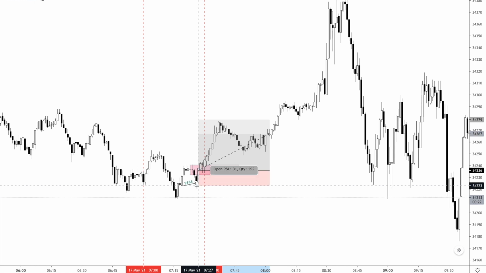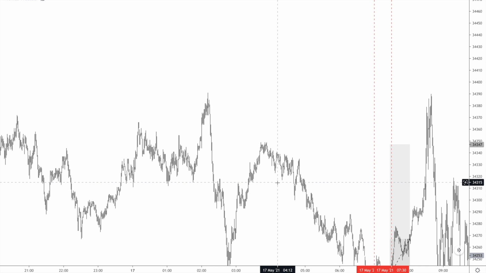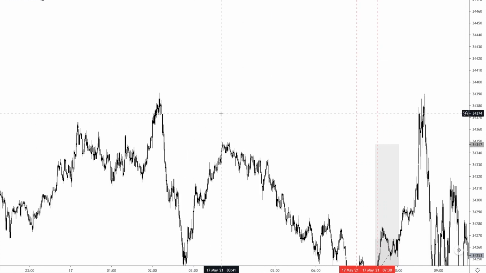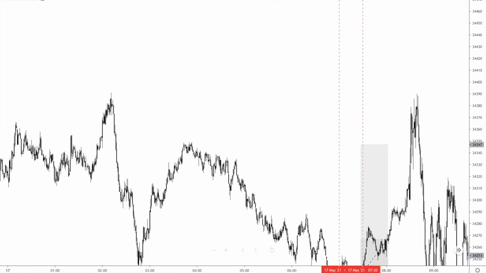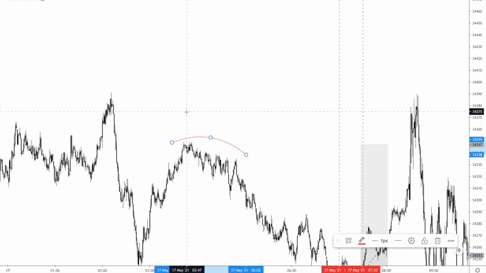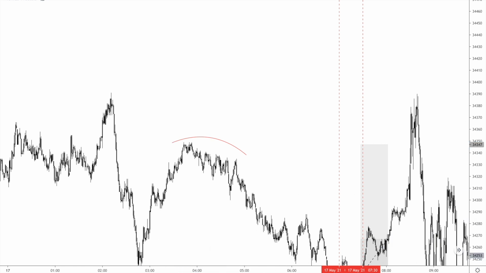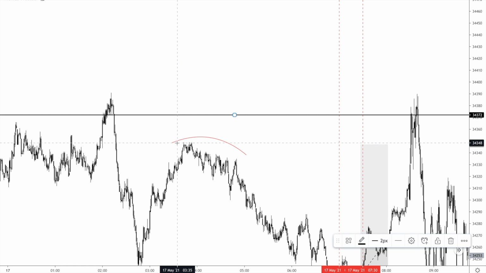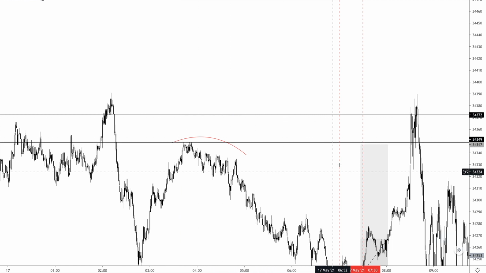You get me? And then push to the upside. Target maybe something in here. So we had this as an inducement right here, and then you could maybe have your TP here, or you can TP even here if you don't mind. You get me? Easy trade.